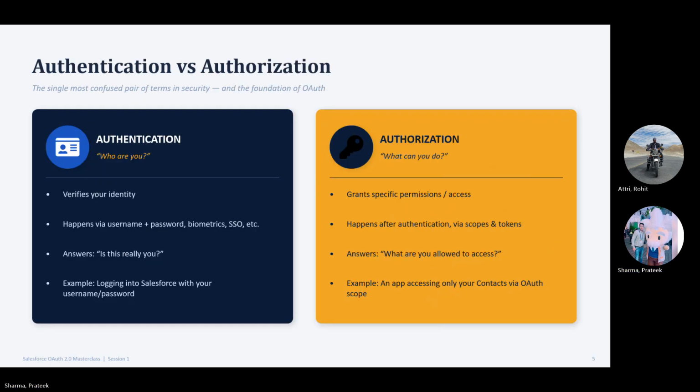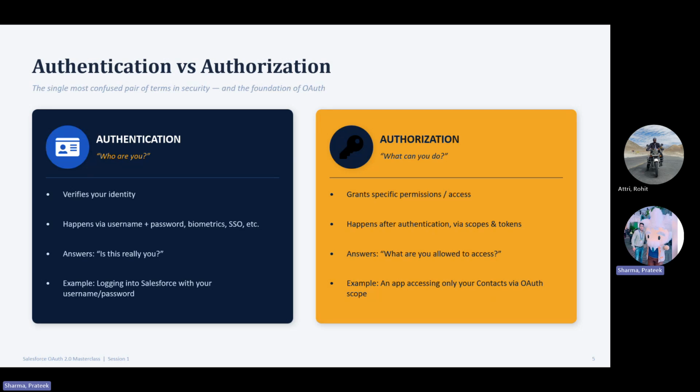So now, authentication and authorization, what they are. Authentication, in simple terms, means who are you. It verifies your identity. It happens via username and password, biometrics, single sign-on, etc. If it is asking the question who are you, then the answer should confirm this is really you. Whoever is trying to log in should have the correct username and password or correct biometric, or if it is coming from an identity provider as an SSO, that should also be verified using a certificate or SAML.